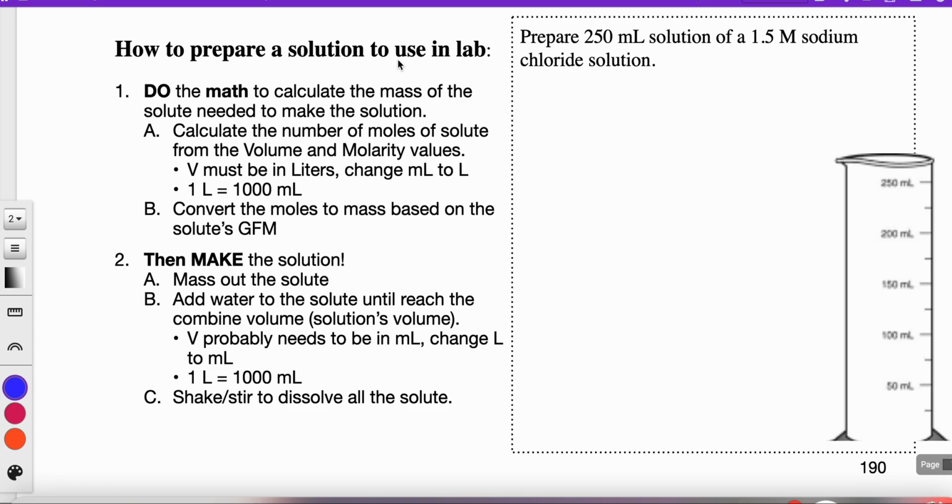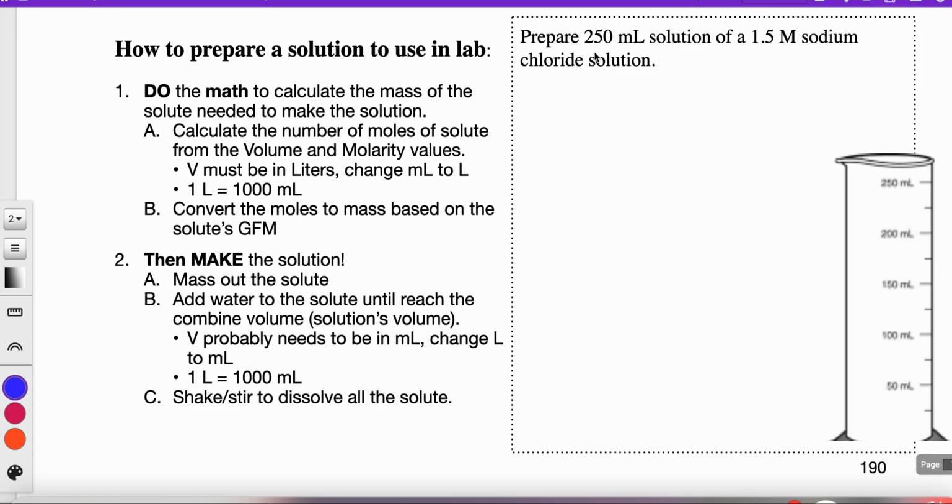How I, as your chemistry teacher, prepare a solution that you use in the lab: the thought process, the actual doing part in the lab, what I do, and also what you are expected to do in our upcoming lab on Kool-Aid.